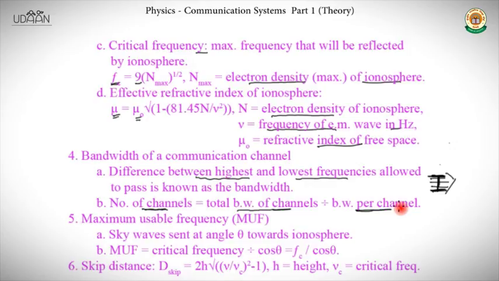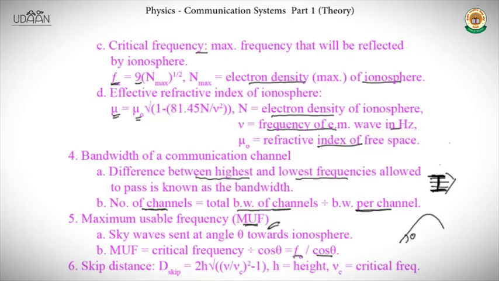Next we move on to another property, that is the maximum usable frequency, MUF. If the sky waves are sent at an angle theta towards the atmosphere, then the critical frequency divided by cos theta would give you the MUF. Right, FC by cos theta. So this is another formula to find the maximum usable frequency. Next we move on to skip distance. That is another property, and you are supposed to remember this formula because questions might come on this.